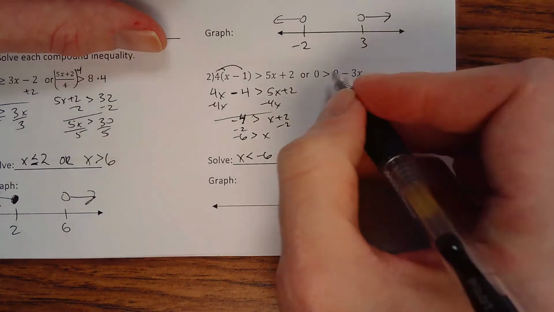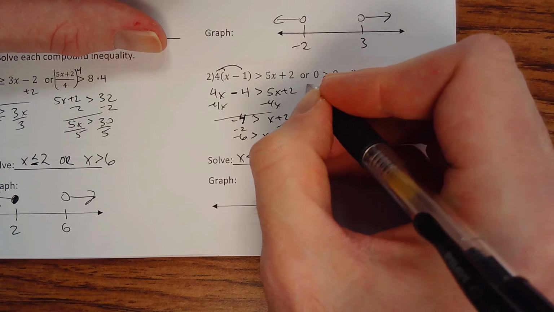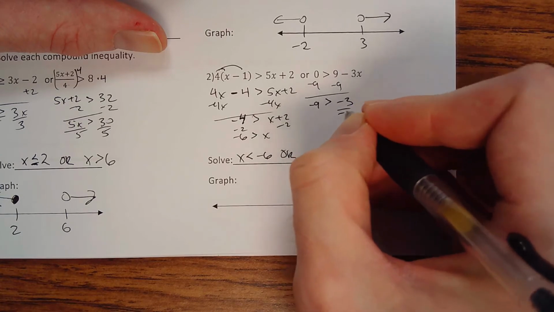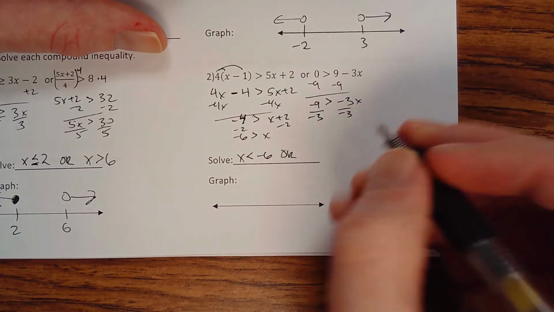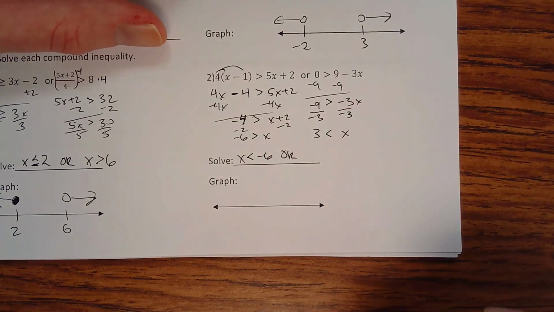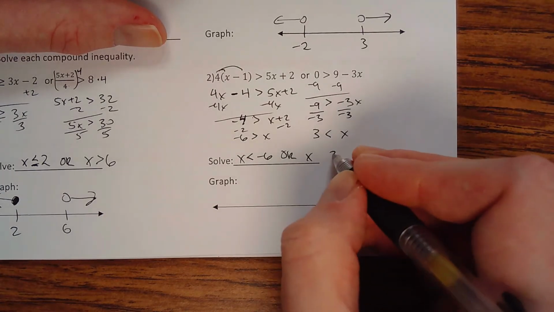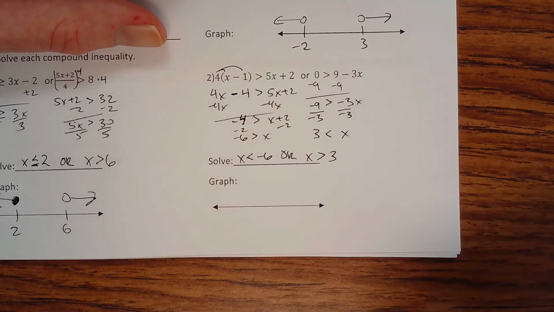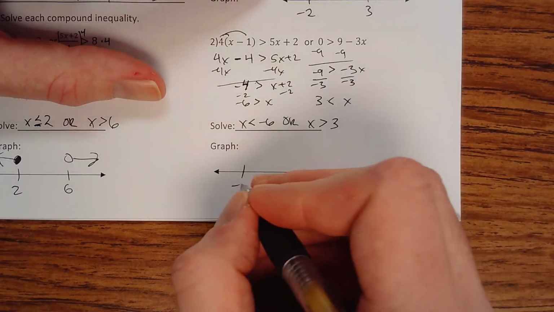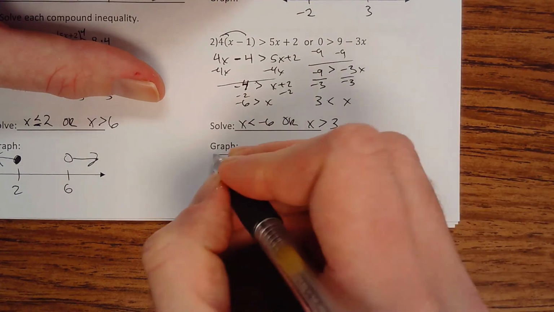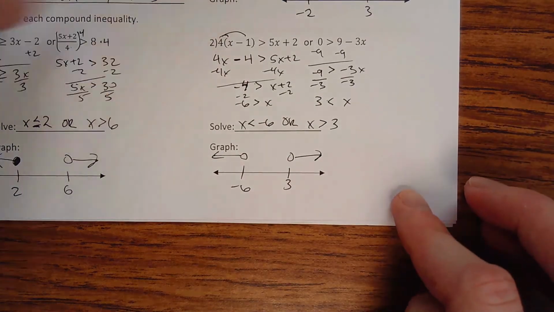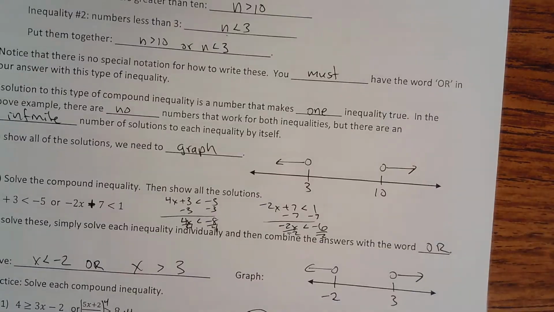Or over here, if I bring the 9 over, I got negative 9 is greater than negative 3. And notice I divided by a negative, so now the arrow switches. Okay, so it's pointing at the 3. I want to write the x first, but I got to make sure the arrow continues to point at 3, so it would be all the values greater than 3. So I've got negative 6, open circle, less than that, and then at 3, open circle to the right of that. Okay, 2 more on the back.